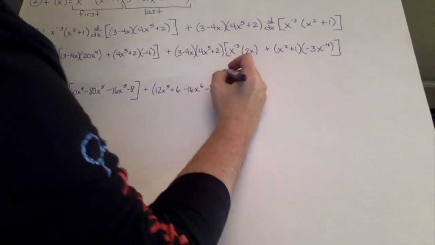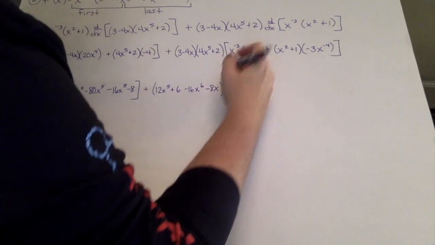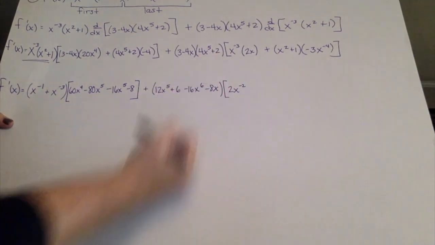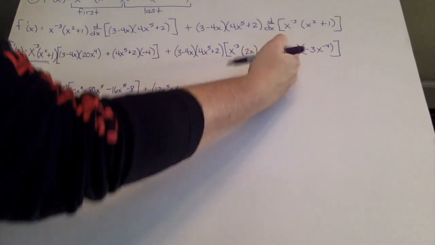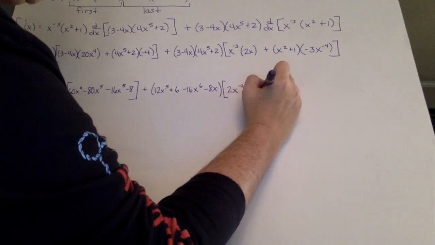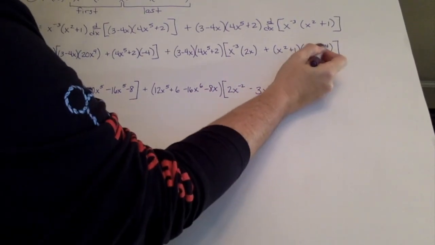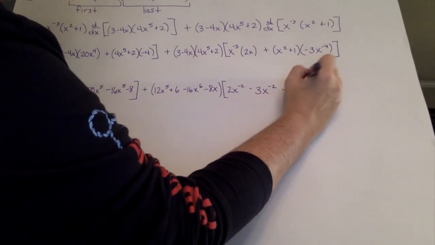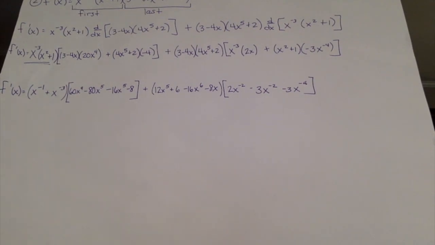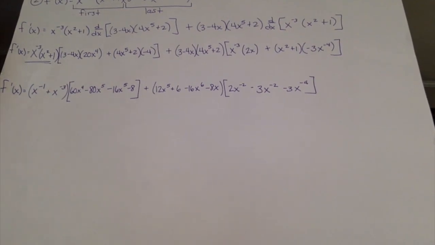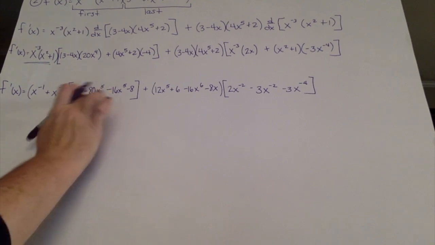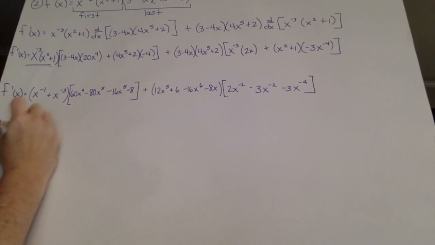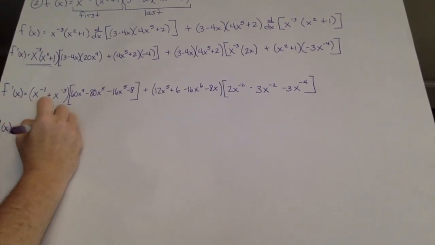And then inside this bracket, we'll also go ahead and multiply. This is going to give me 2x to the negative second. Again, adding those exponents, 1 plus negative 3 is negative 2. Here I'll distribute, so I'll have negative 3x to the negative second. Again, adding exponents. And I'll have negative 3x to the negative fourth. Okay. And before I go on, I'm going to go ahead and combine some like terms before I do any more multiplying. So x to the negative first, x to the negative third, that doesn't change.